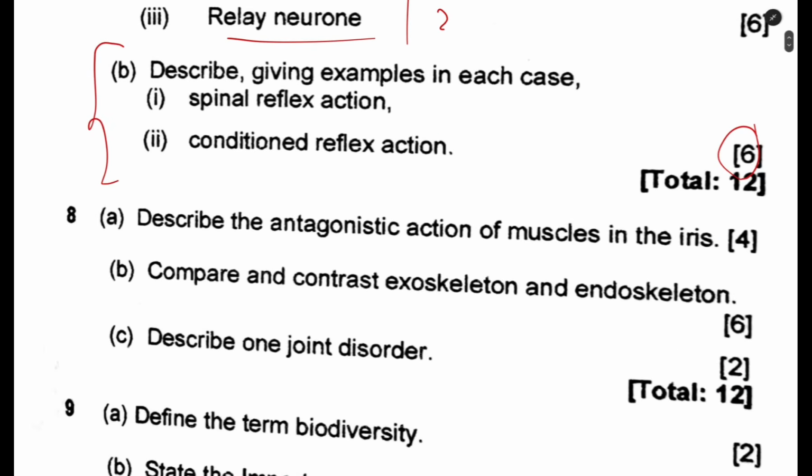Then question 8 was describe the antagonistic action of the muscles in the iris. Describe the antagonistic action of the muscles in the iris. Then B, compare and contrast exoskeleton and endoskeleton, 6 marks. Describe the joint, one joint disorder, 2 marks. So this is on skeletal system, is something that you have to know.